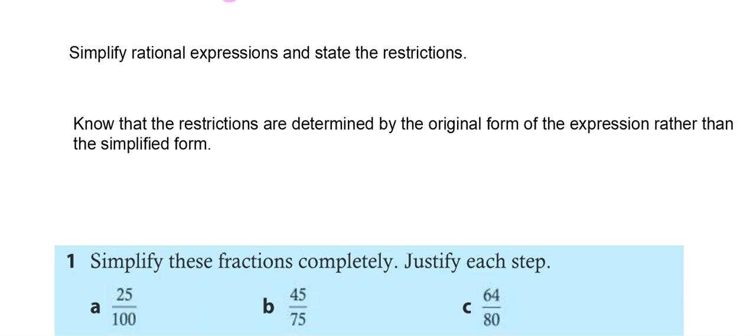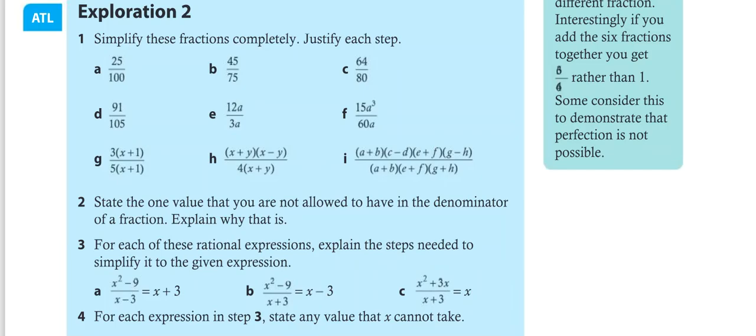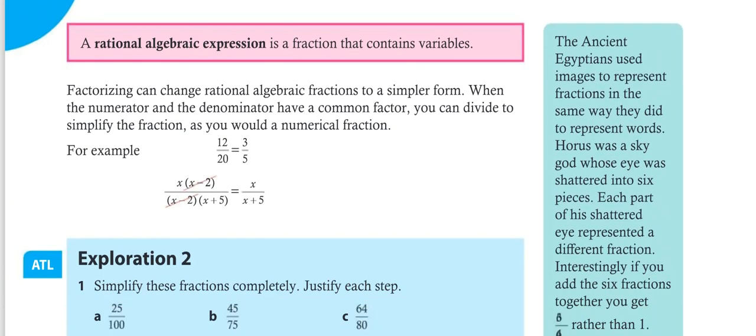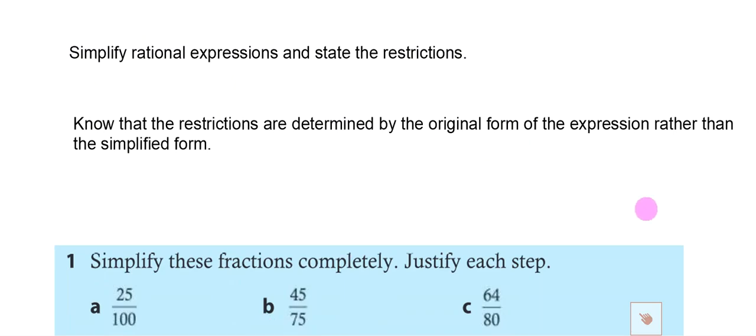Let's record. So we're looking at these. I've just taken these examples out of the textbook. So here we are, about page 376. But let's go through some of these things.